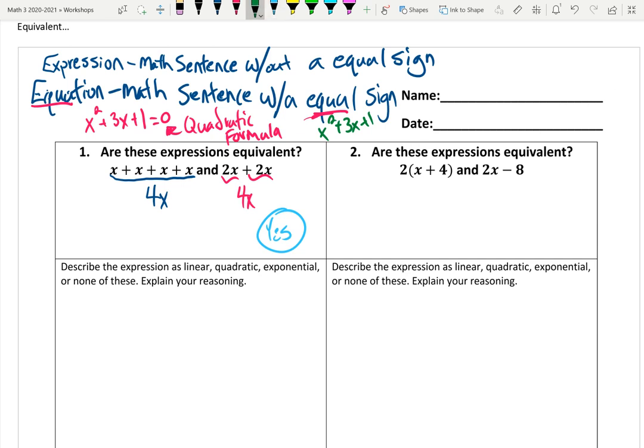I want to reference regular fractions. 1/2 is the same as 50 over 100. Both of these look different, but they have an identical value.